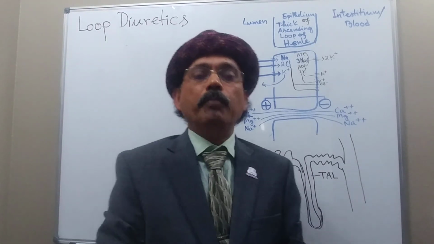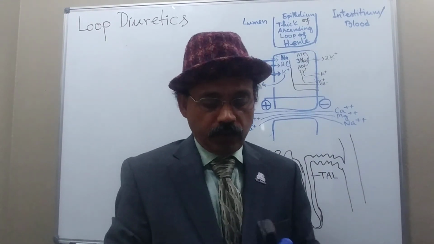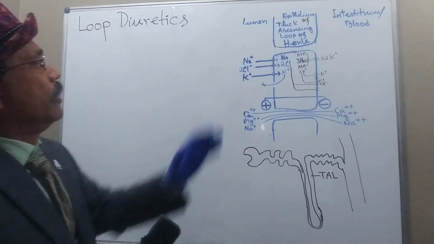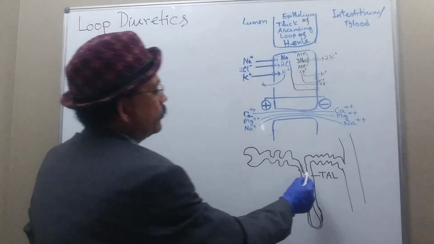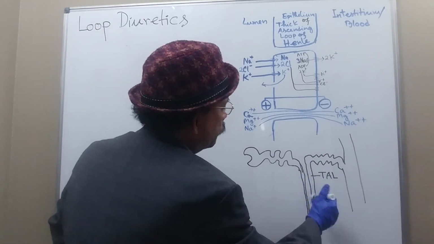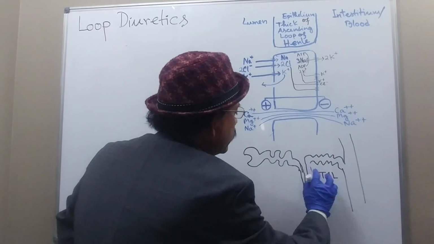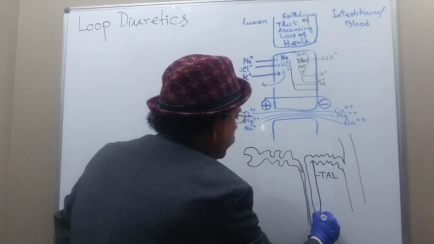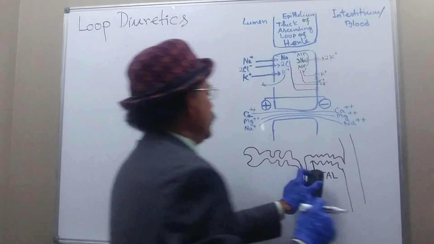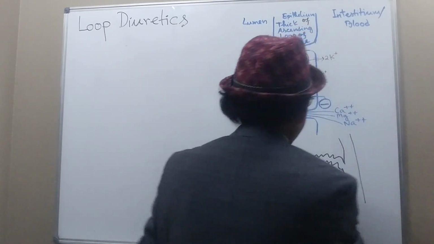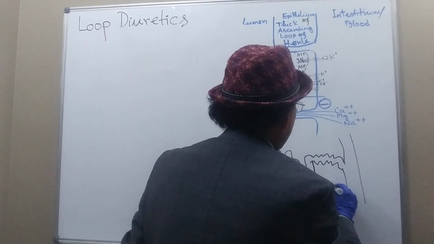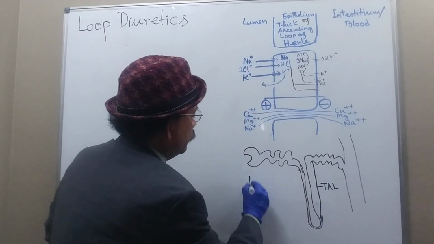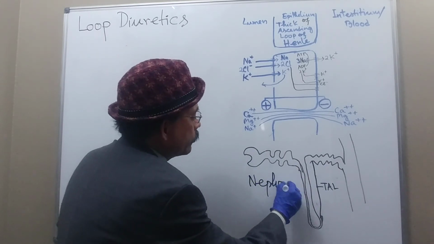Now, what is the mechanism of action? That is important to us. If we look at this, this is the thick ascending limb of the loop of Henle. We can make it a little bit thicker. This is the ascending limb of the loop of Henle, part of the nephron. This is the nephron, the unit of the kidney.